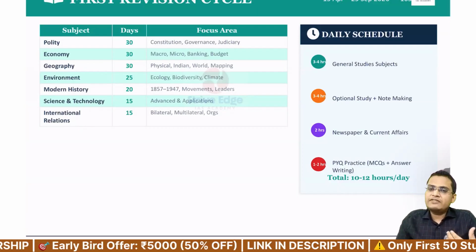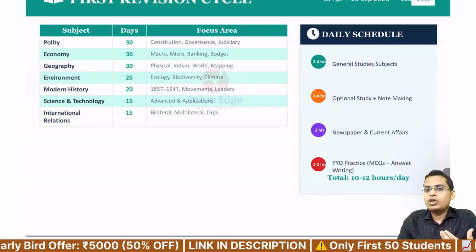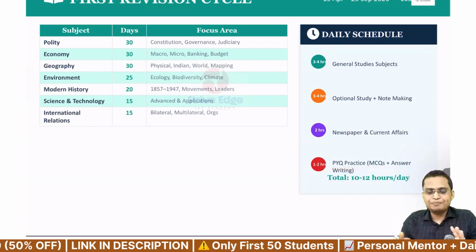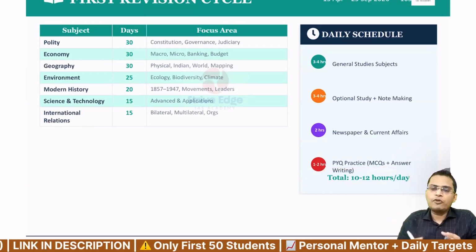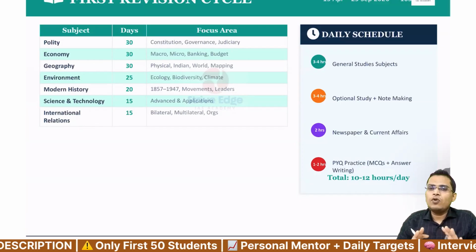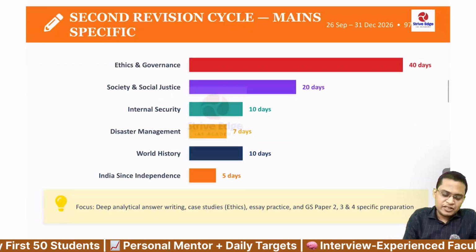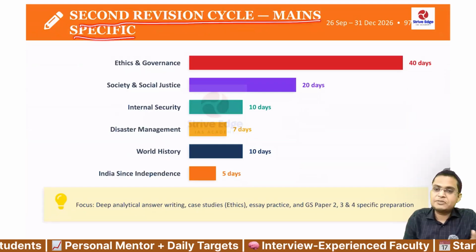You will sit for mains, because during mains you have to sit for a long duration. So you have to practice from now onward, so that you will not face any problem. Okay. Whatever I'm giving, if you are following it religiously, it is my guarantee, no one is going to stop you. Okay. So next, in the second phase of revision, here we are going to focus on main-specific subjects.